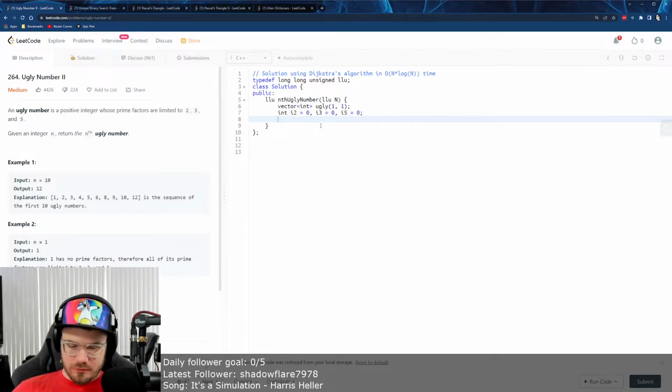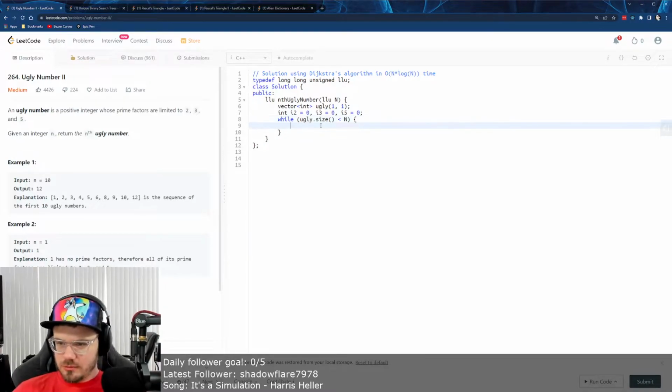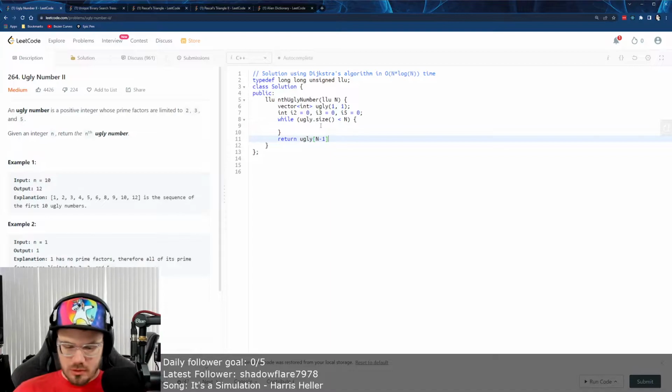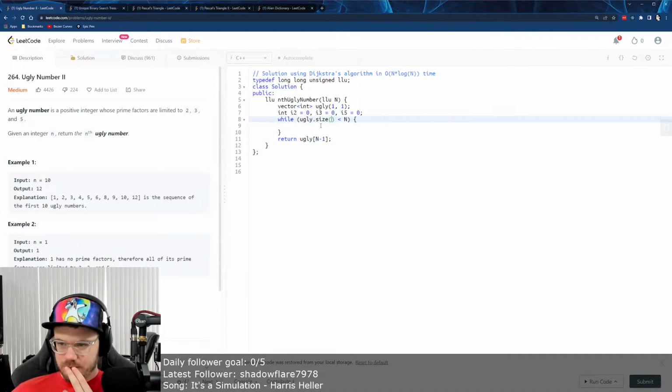Yeah, so this is right. So now all we have to do is, while ugly.size is less than n, we continue and find the next ugly number. While we don't have the nth ugly number, we find the next ugly number. That's what that while loop is going to do. And then once we're done, we just return ugly[n - 1].